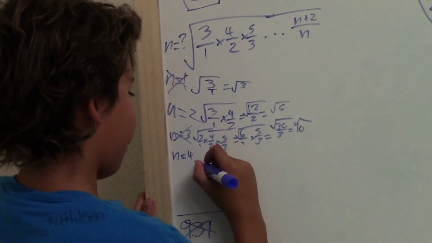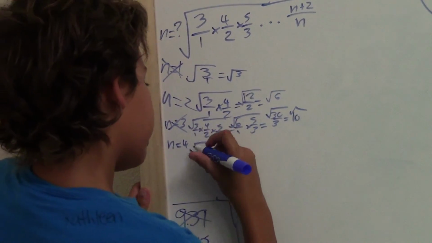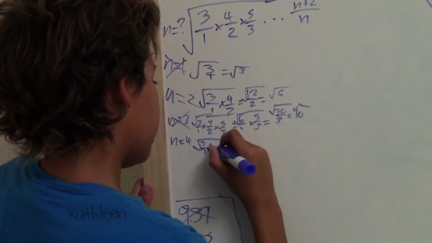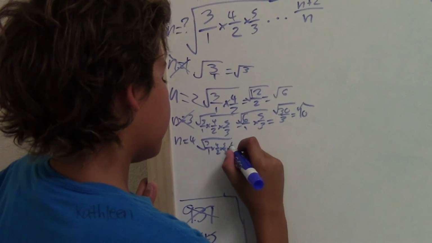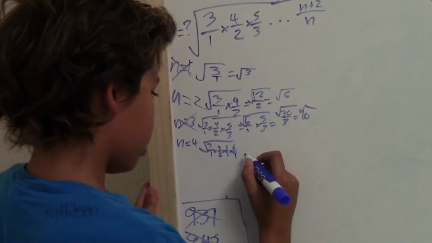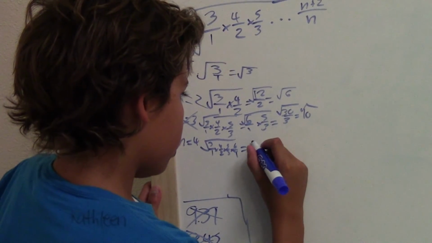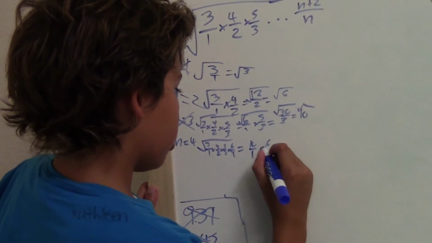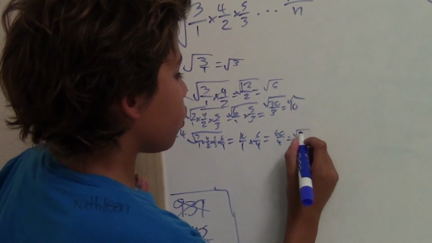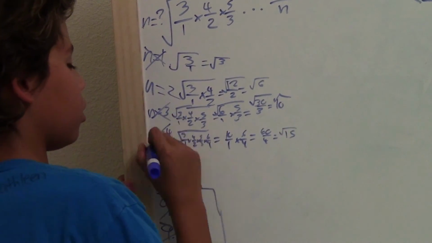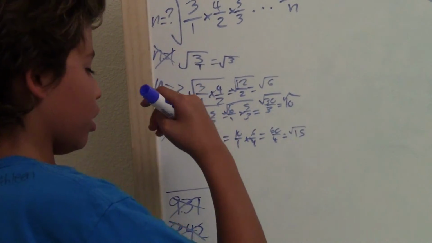So n equals 4. Square root of 3 over 1 times 4 over 2 times 5 over 3 times 6 over 4. You probably don't see it, but it's 6 over 4, because 5, 4, and 4. Which then equals 10 over 1 times 6 over 4, which equals 60 over 4, which equals square root of 15. Square root of 15 is not an integer, so 4 does not work.